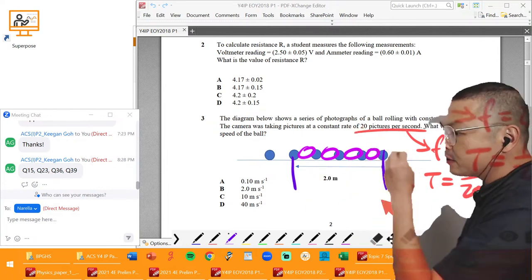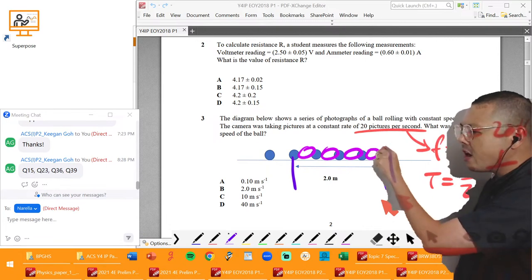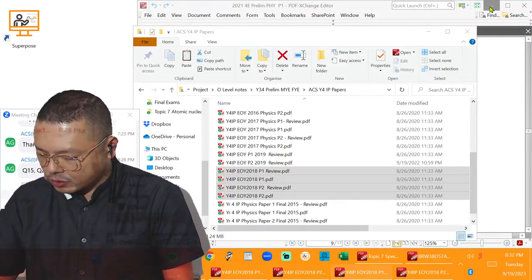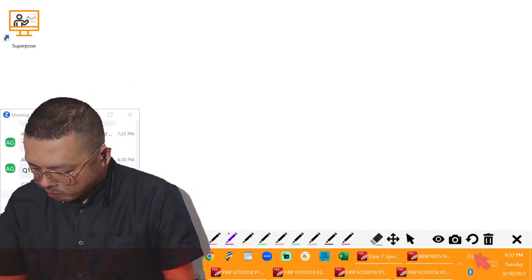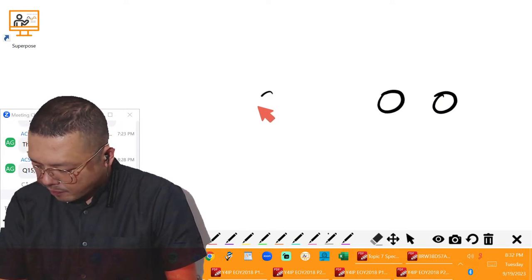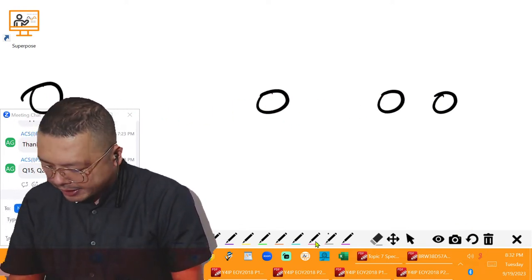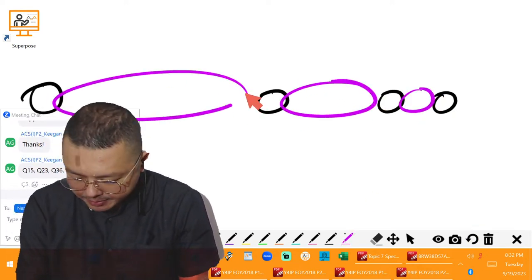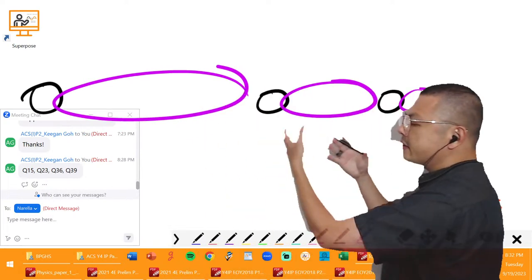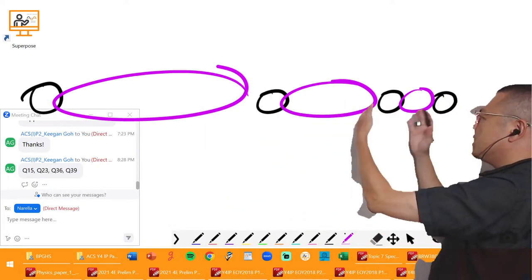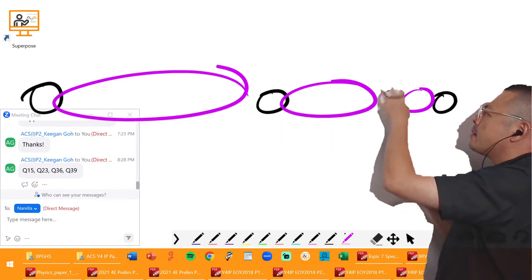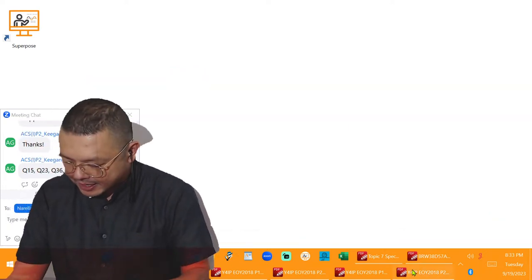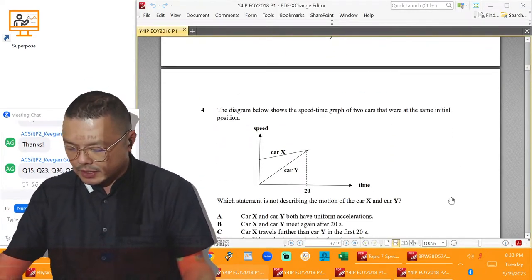So the trick is to understand this: no matter how big or small the space is, if one day you see the pictures looking like that, each space still represents the same amount of time. You can tell the ball is accelerating because the distance between the balls is getting further and further apart, but each space still represents the same amount of time. Ticker, don't forget. Okay, next one. What's the next one?